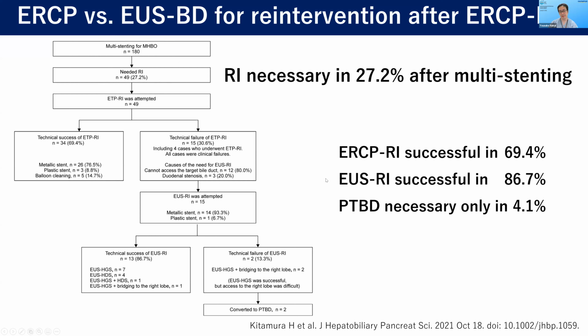And if they performed EUS re-intervention, the success rate was more than 85%, and the PTBD was necessary in only 4%. So if we can perform EUS-guided biliary drainage, we still have a high success rate of endoscopic internal drainage.